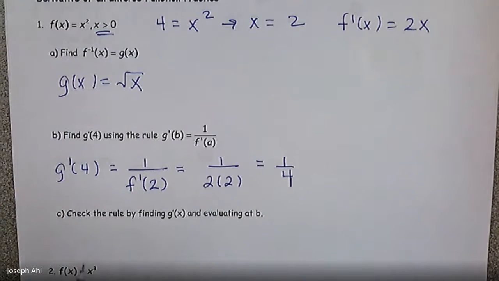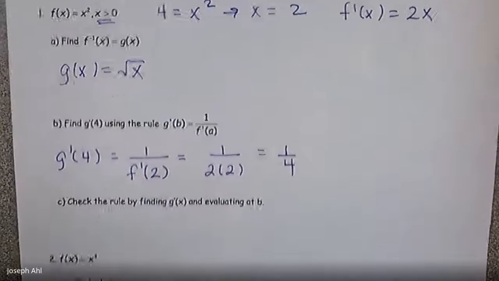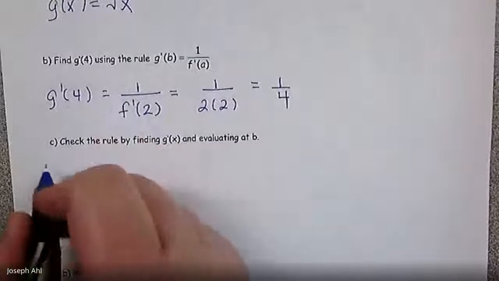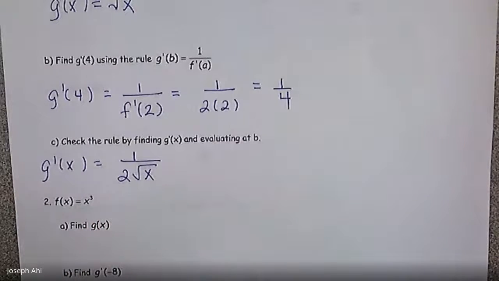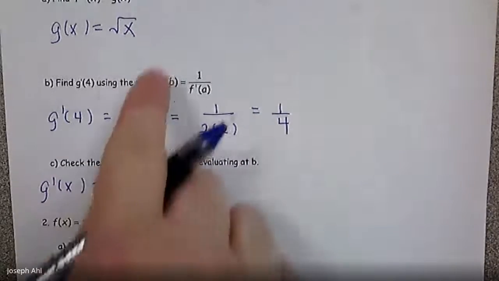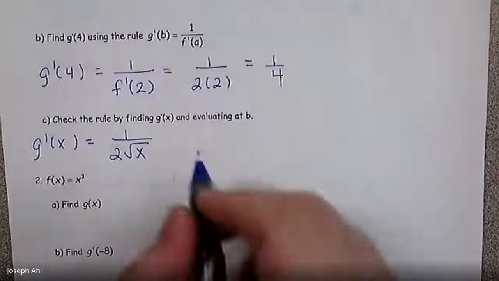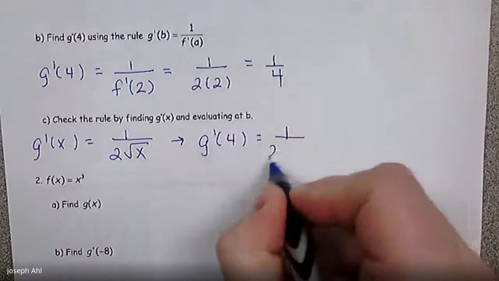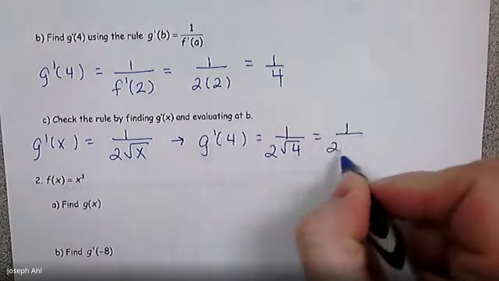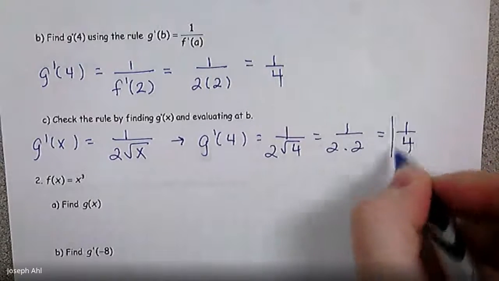And in a lot of these cases, I'm going to ask you to check this by finding g prime of x and evaluating it at b. So b in this case is the value x equals 4. So do we really get 1/4 if I find the derivative first? g prime of x would be 1 over 2 radical x. We know that's the derivative of radical x. If I find g prime of 4, that would be 1 over 2 radical 4, which is 1 over 2 times 2, which is 1/4.